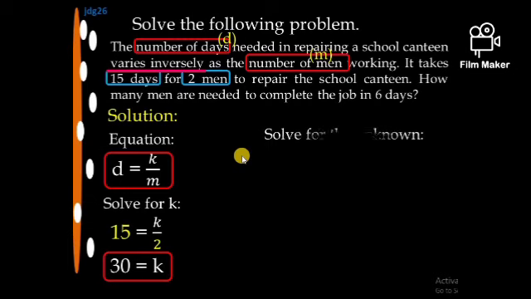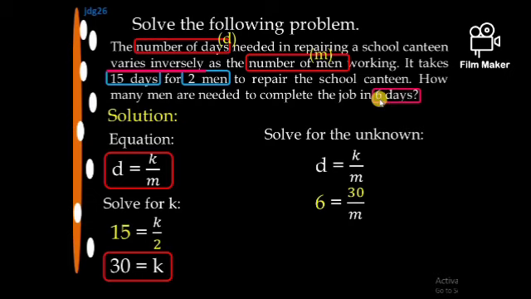Next is, solve for the unknown. So, ano ba yung nawawala? How many men are needed to complete the job in 6 days? So, balikan natin yung equation na nakuha natin kanina. So, D is equals to K over M. And then, substitute lang natin yung mga values na meron na. We have D is equals to 6. Saan galing yun? Dun sa 6 days. 30, which is the value of K.